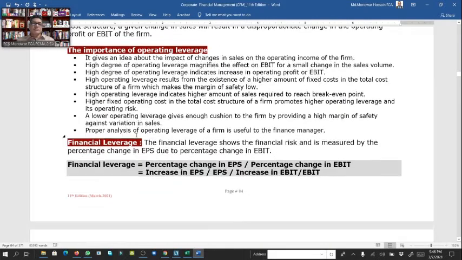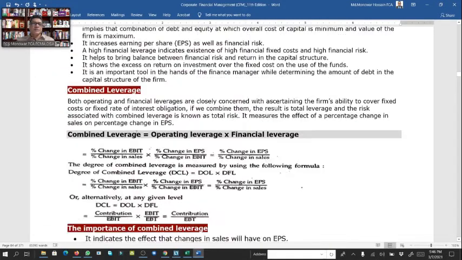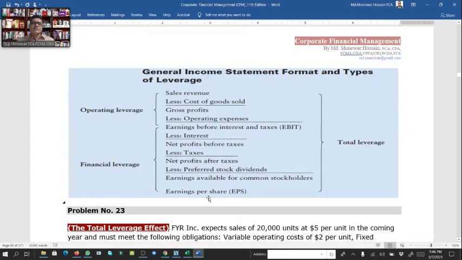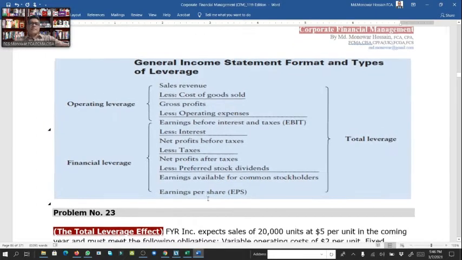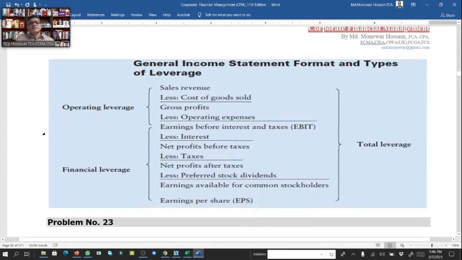The importance of operating leverage. Here we are going for some math. Combined leverage, this is the formula here. General income statement format, types of leverage. Look here, on the left side operating leverage and financing leverage, and on the right side total leverage. Total leverage means operating leverage plus financing leverage.